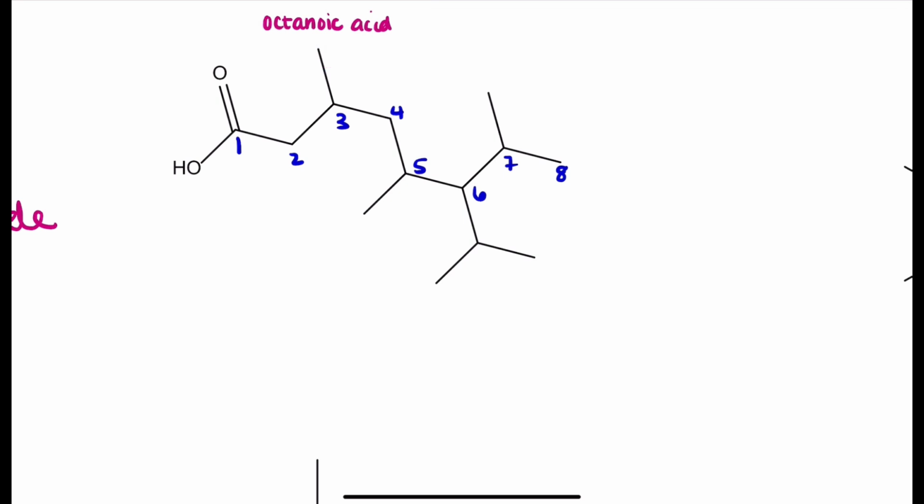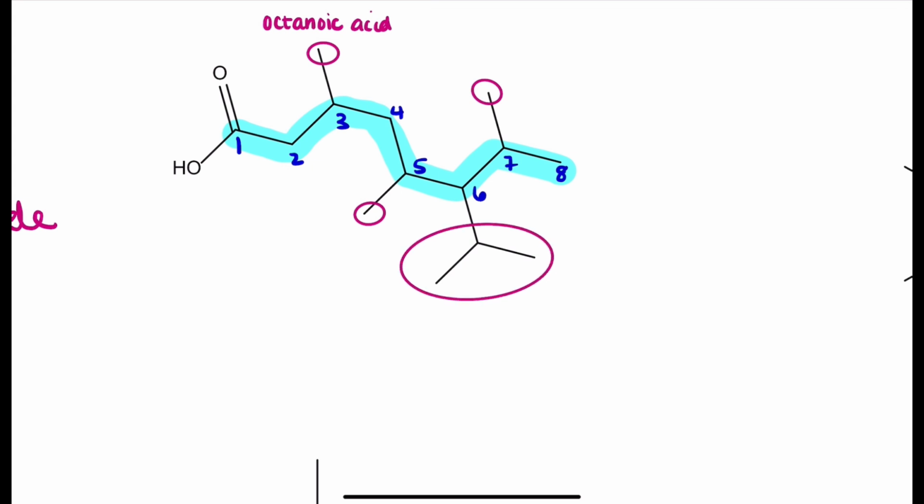And sometimes it's easier to see or highlight the chain so you can see what's attached to it. Sometimes that's easier for people. I don't have a preference if you do that or not. I have 3 methyl groups and an isopropyl group that I need to name. So isopropyl comes before methyl, so I've got 6-isopropyl. And then I've got 3, 5, 7-trimethyl, because I have 3 of them. Trimethyloctanoic acid.